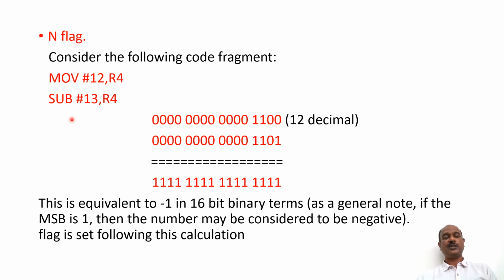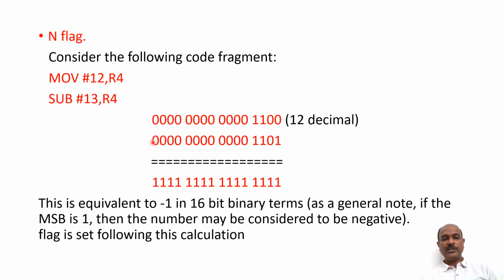Now what is the next instruction? I have written here subtract 13 from this R4. R4 already has 12. Now I want to subtract 13 from this 12. So this is 12, which is written in 16-bit binary.